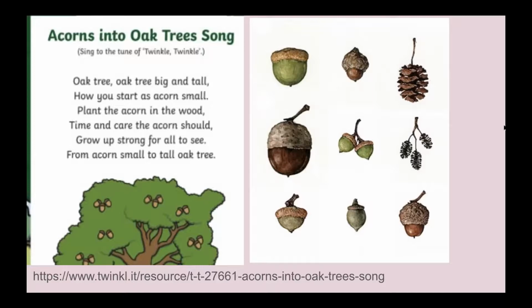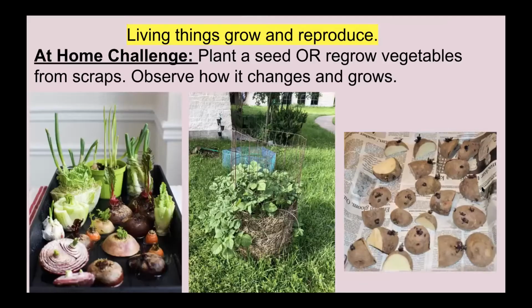And there's lots of different kinds of acorns that you guys can find too. So my at-home challenge for you guys, again, keep in mind that living things grow and reproduce. So see if you can find a seed or an acorn maybe to grow. You can also regrow vegetables from scrap. So remember, vegetables come from plants as well. So those plants are living things.